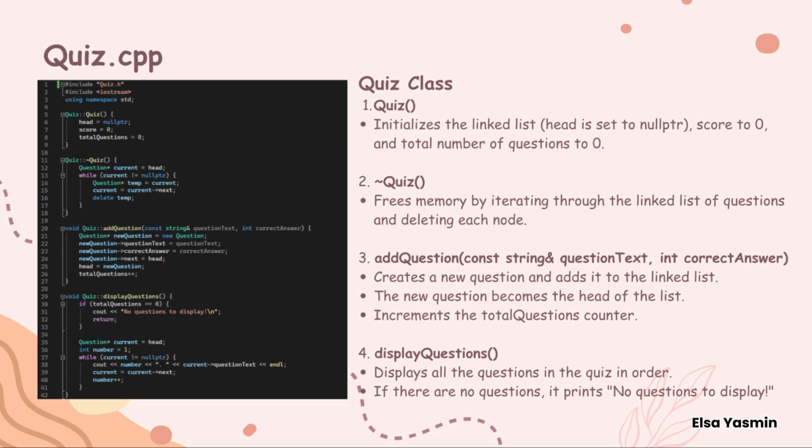Third, we have the method named add question. It creates a new question and adds it to the linked list. The new question becomes the head of the list and increments the total questions counter.